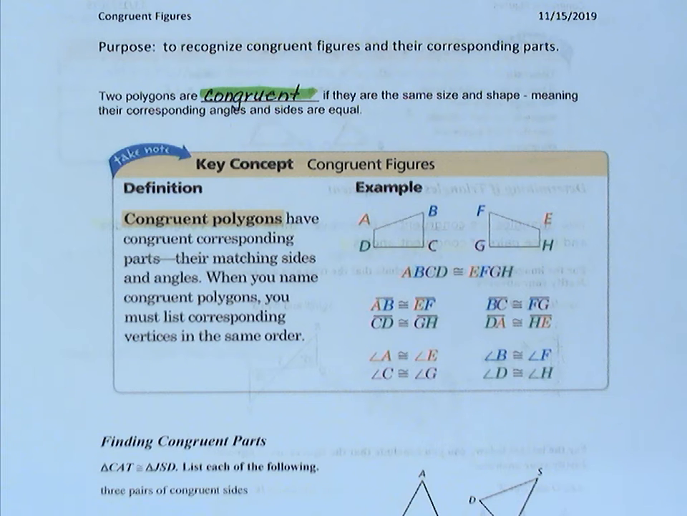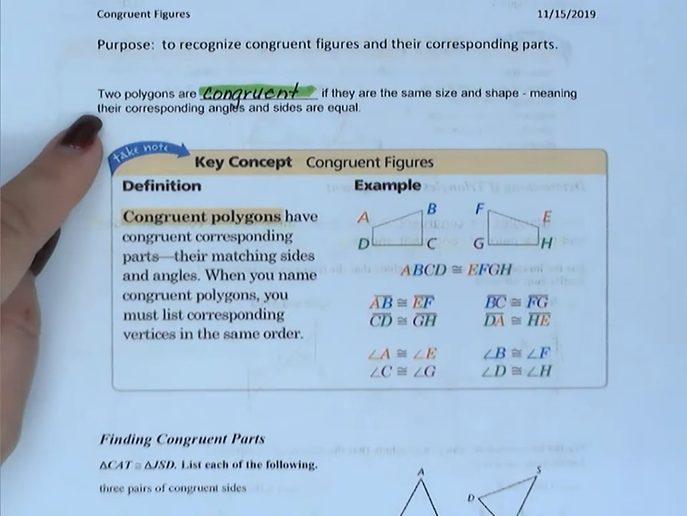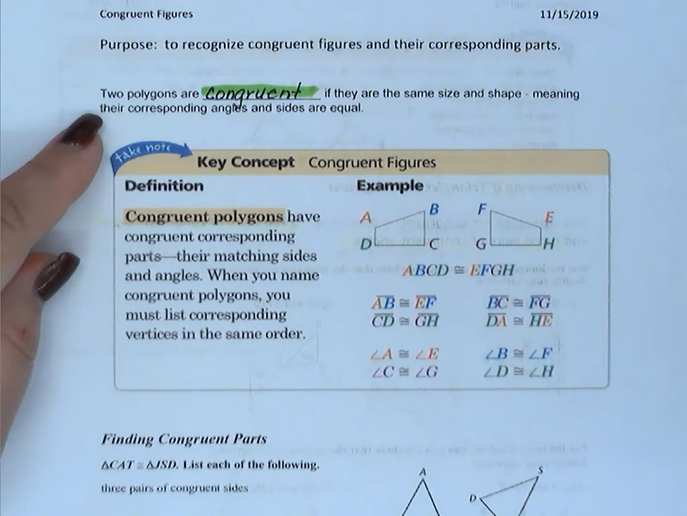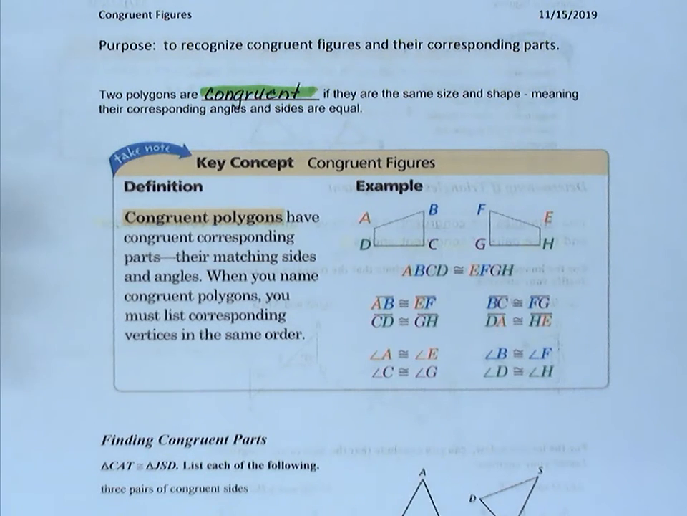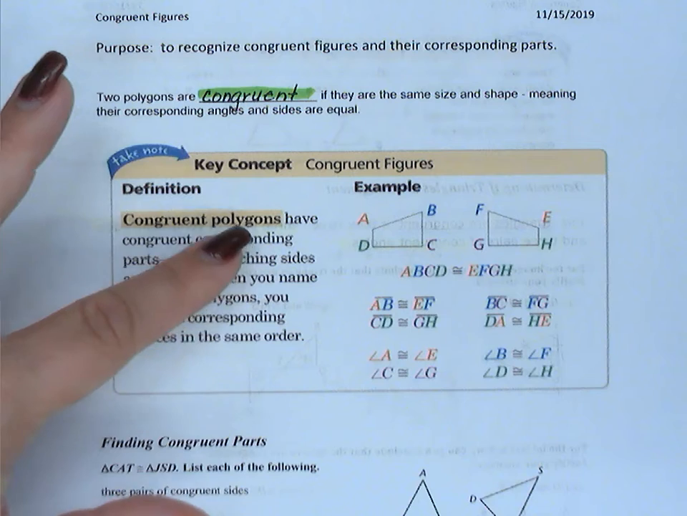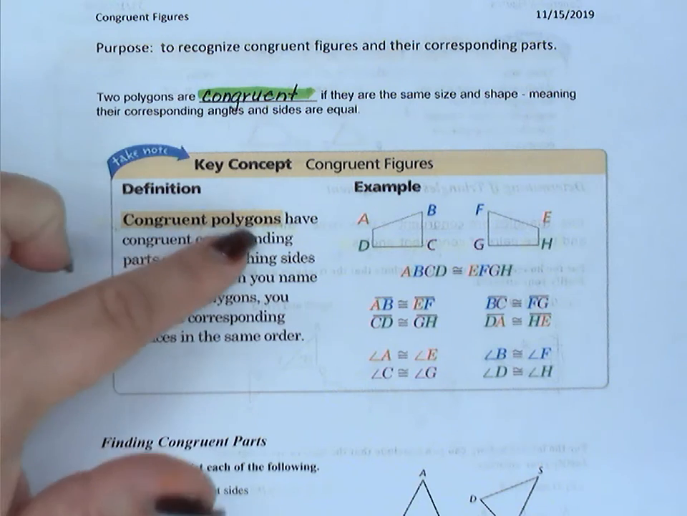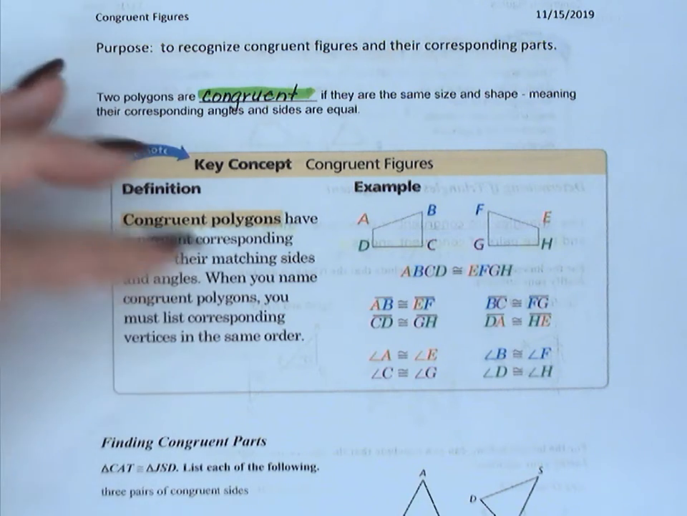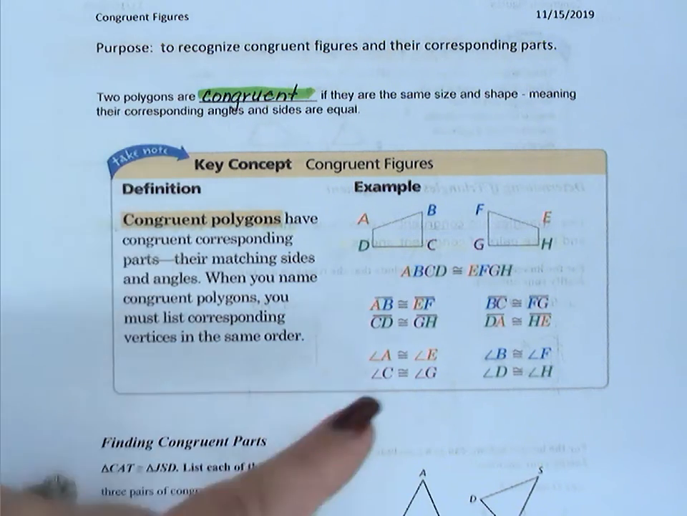Today's purpose, as we look at congruent figures, is to be able to recognize congruent figures and their corresponding parts. Two polygons are congruent if they are the same size and shape, meaning their corresponding angles and sides are equal. Corresponding polygons, which are many-sided figures, have congruent corresponding parts. They're matching sides and angles.